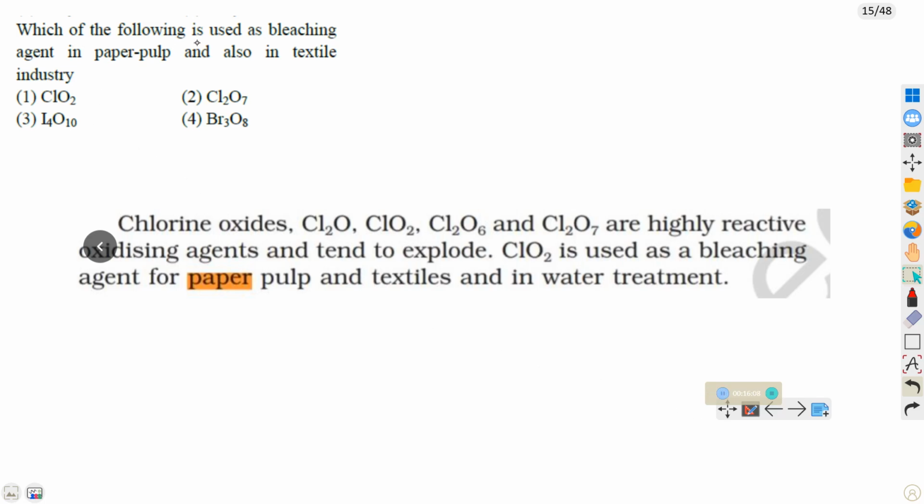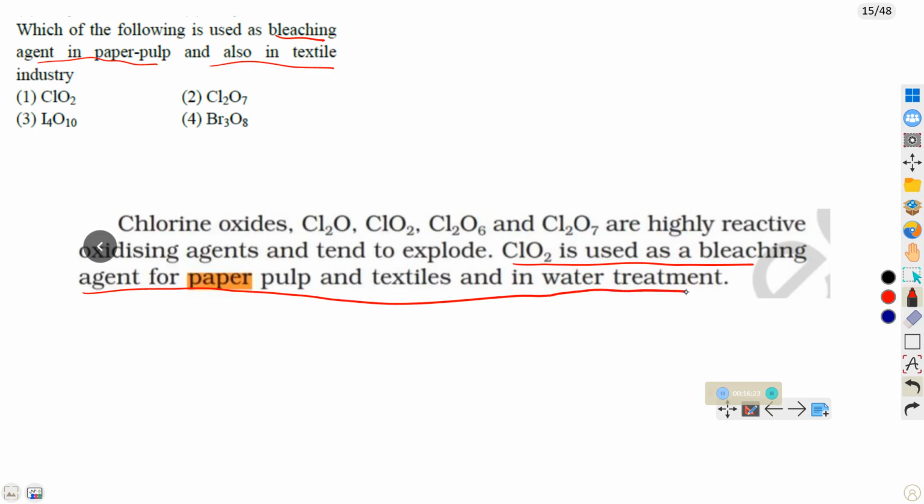Which of the following is used as a bleaching agent in paper pulp and also the textile industry? ClO2 is used as a bleaching agent in paper pulp, textile and water treatment also. Correct answer is ClO2, first option.